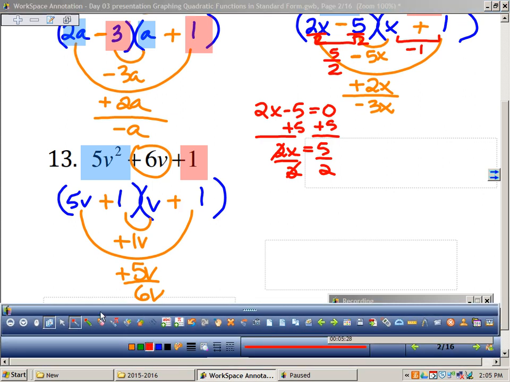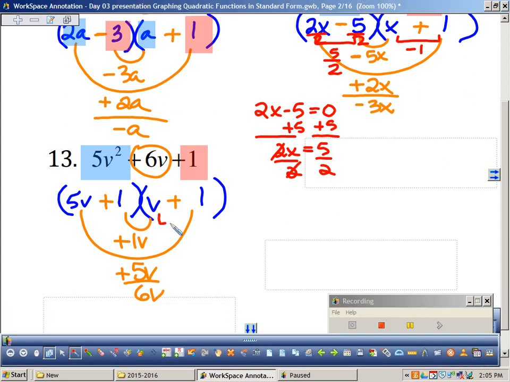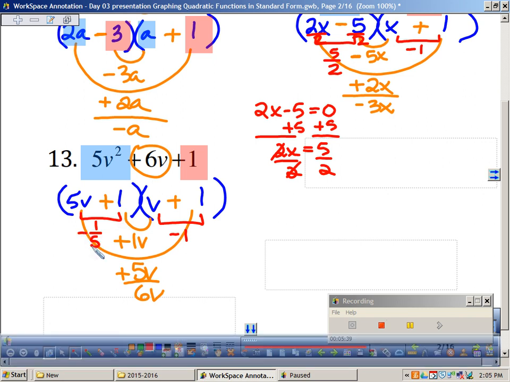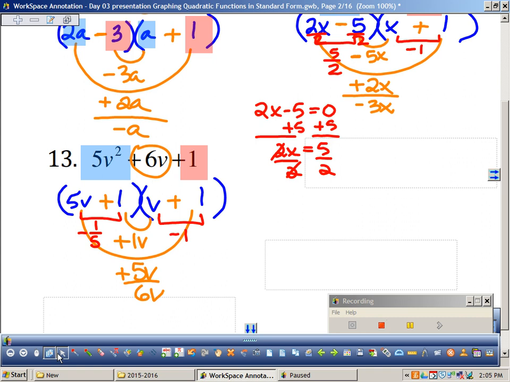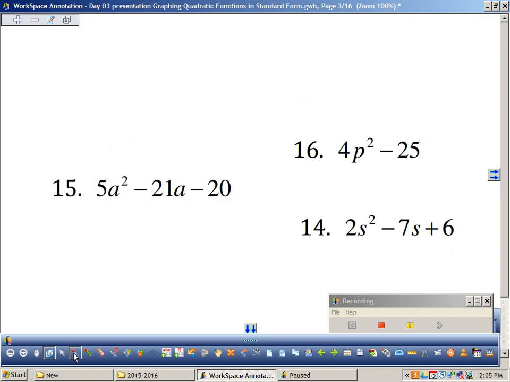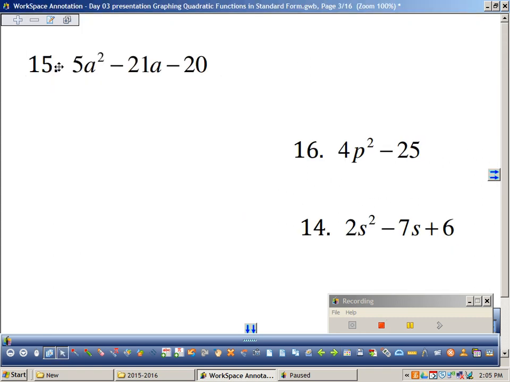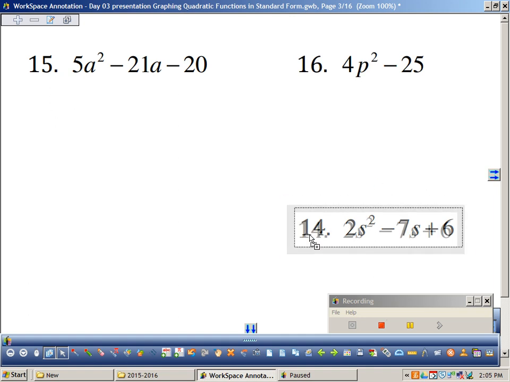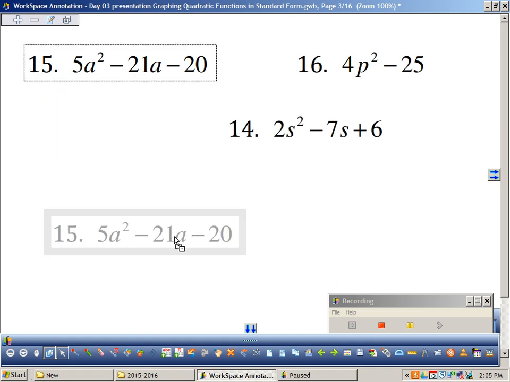Let's solve. What's the solution of this one? What's the 0 here? -1. What's the 0 here? -1/5. Good. Another one? 15, 16, 14. Let's do 14.